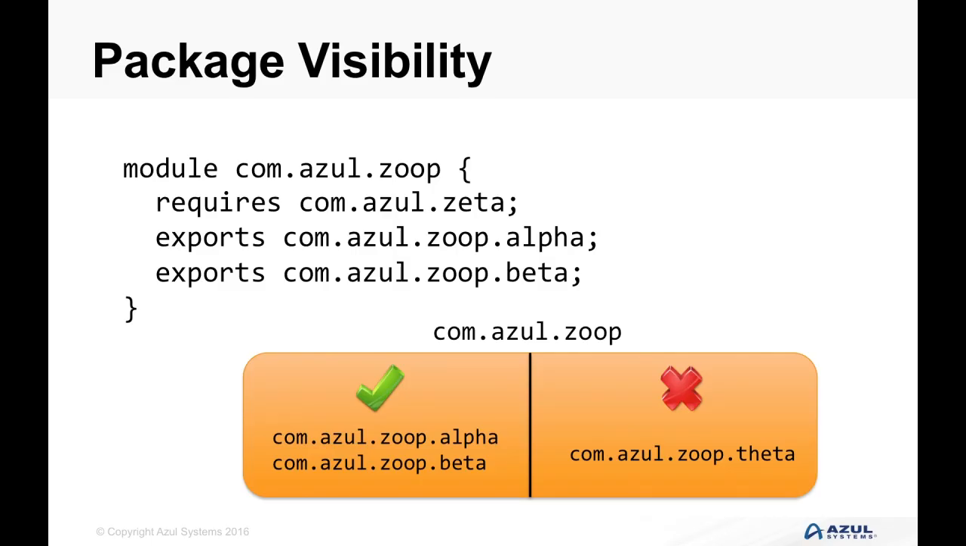So in our module-info.java file, we can specify a requirement from Zoop onto Zeta, but we can also say that this is going to export alpha and it's going to export beta. But there's another package called theta that we don't want to export. So when a class or module uses the Zoop module, it will be able to access public classes from alpha, public classes from beta, but it won't be able to access any of the classes or methods in the theta package. So it encapsulates things so that they're not publicly available.